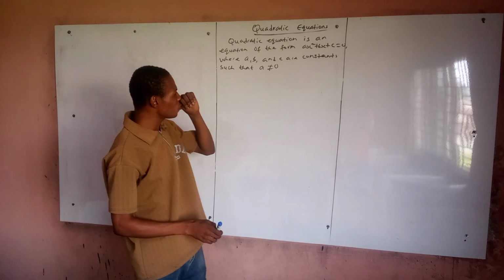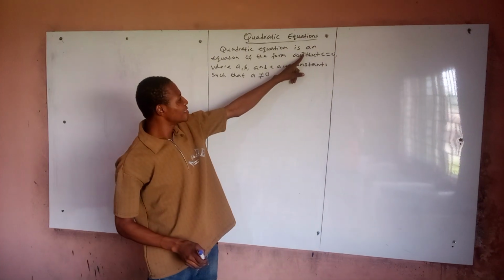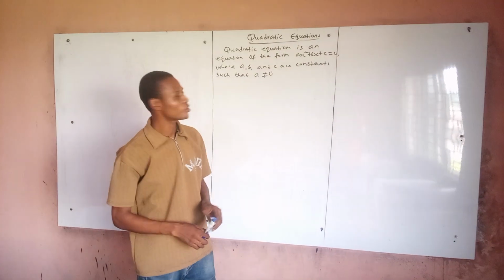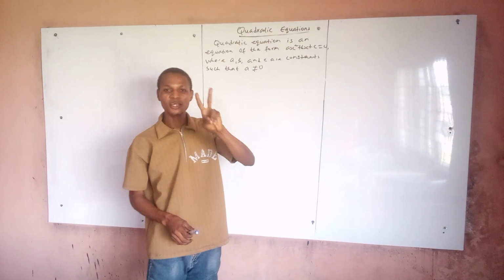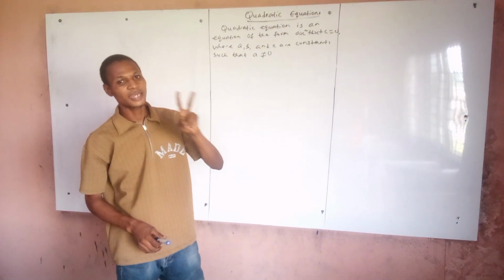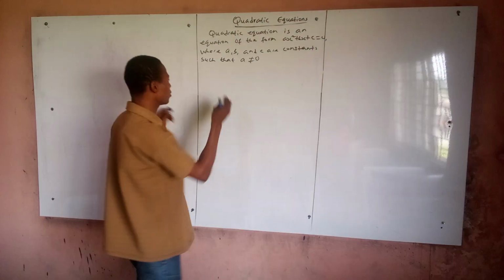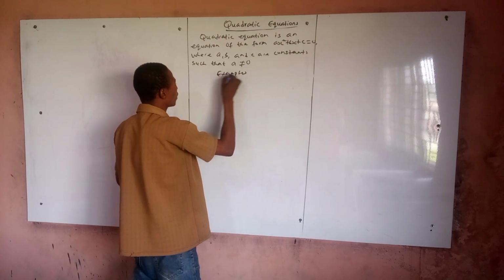One thing you have to know about a quadratic equation is that it has the highest degree of 2. So any quadratic equation has the highest degree of 2. Hence, it always has two answers, or roots, or zeros. So for example, the following are examples of quadratic equations.